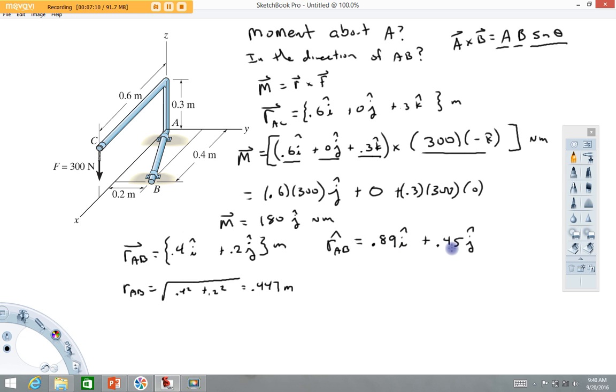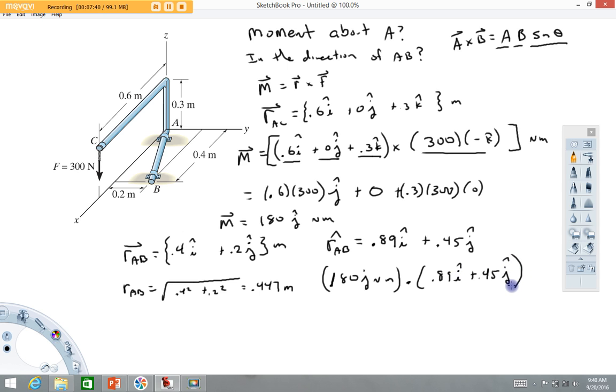All right, so now to get how much of the moment vector is in the direction of AB, that's a projection. I'm just going to take this vector and project it onto this direction. So what that's going to equal is 180j Newton meter dotted with this direction, 0.89i plus 0.45j.